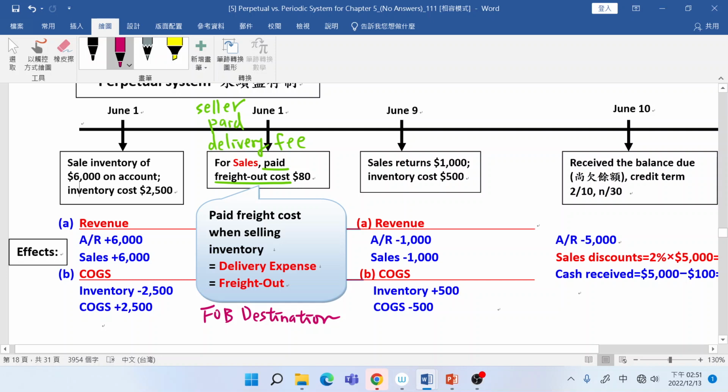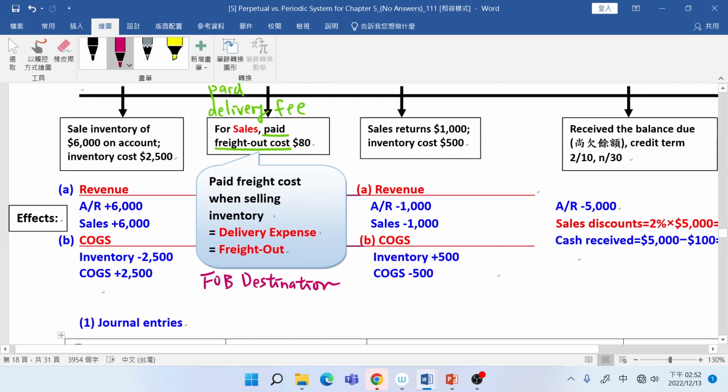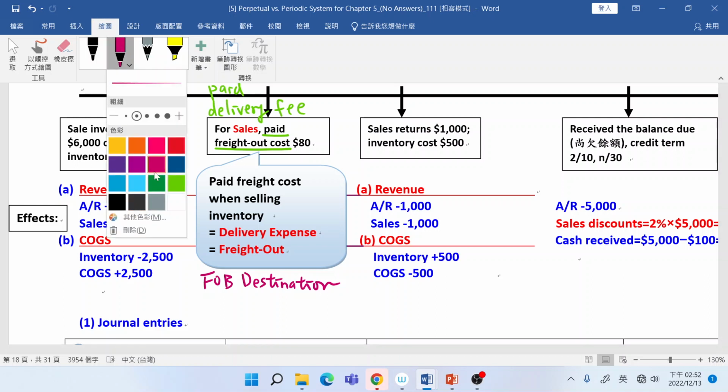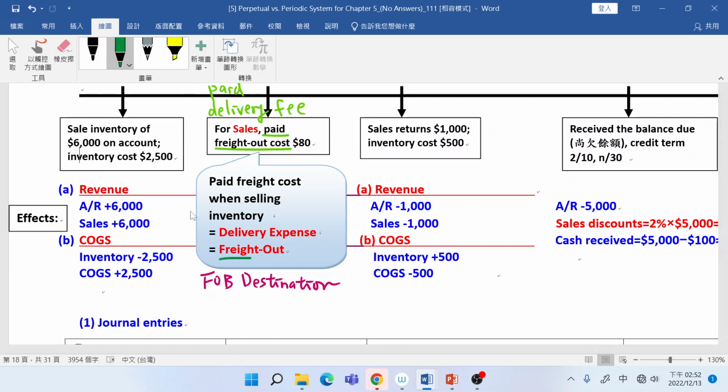So, you are the seller. You pay the freight cost. The freight cost we use delivery expense or freight out to describe it. Okay, so please write down your journal entry to describe when you are the seller and you pay the freight cost. That freight cost is your expense. So your expense increases because you, the seller, paid freight cost.